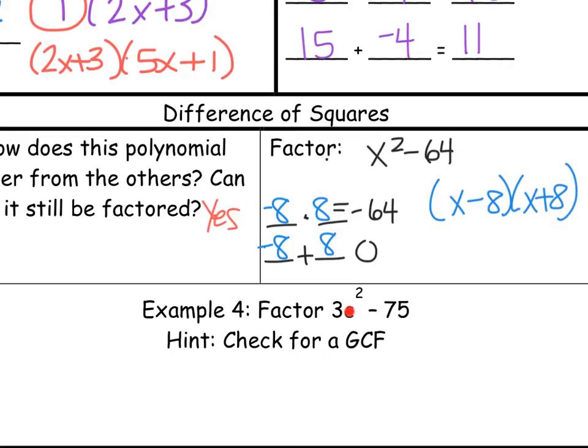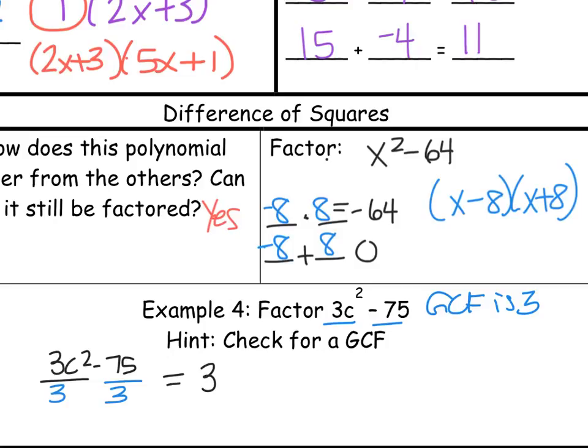So our last example here, 3c squared minus 75. We want to look for the GCF. The GCF of these two terms is 3. So for 3c squared minus 75, I'm going to divide each term by the GCF. And when we do that, there's our GCF, c squared minus 25. Now we're left with one like example number 3.